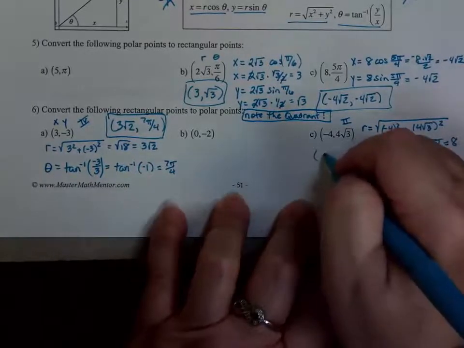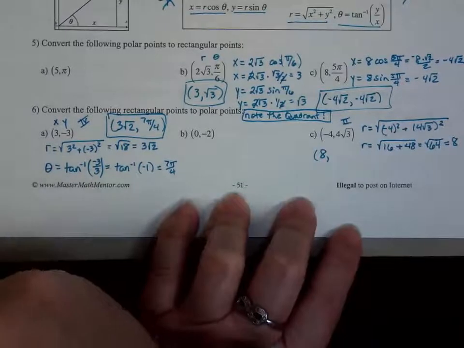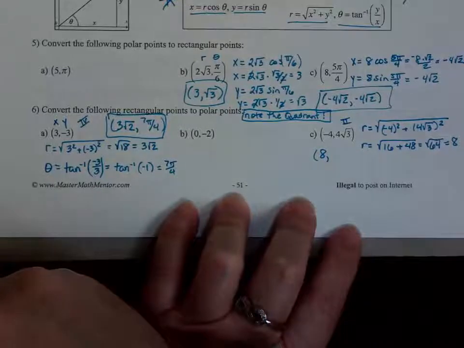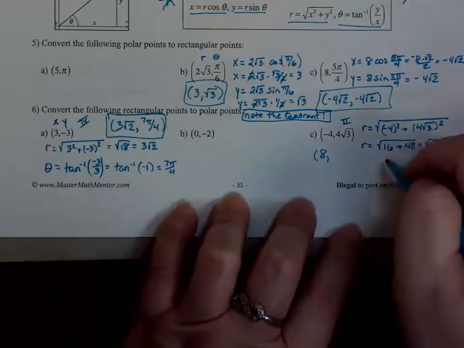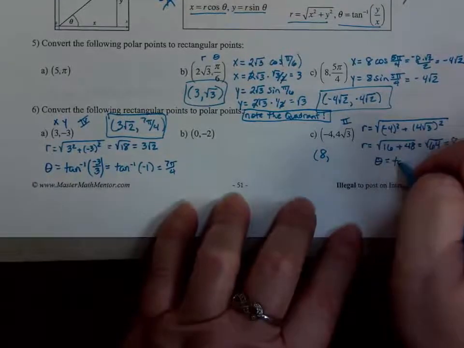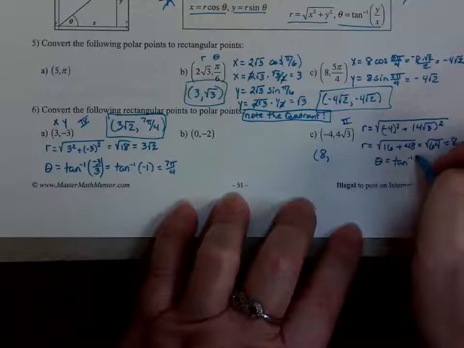Now R could be plus or minus 8. We're just going to go with the positive as we build our point. It's a little easier. Are you good so far? Mm-hmm. So now theta is tangent inverse of 4 square roots of 3 over negative 4.